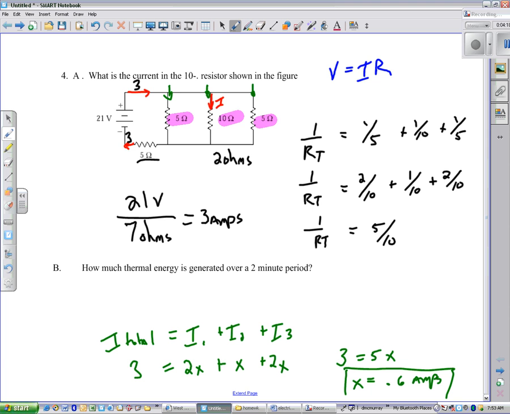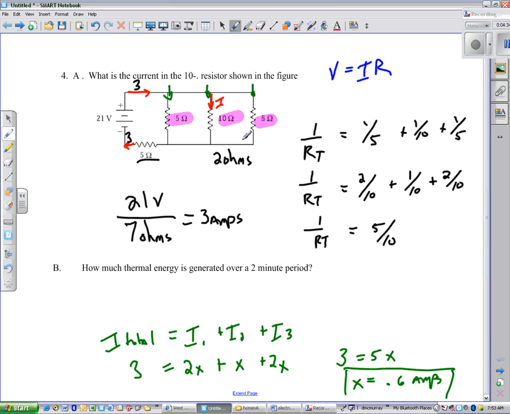We're trying to find the current in just one branch, and this 10 ohm resistor offers twice the resistance, and so it gets half the current. So these two 5s are actually getting what? 1.2 amps apiece, twice the 0.6.